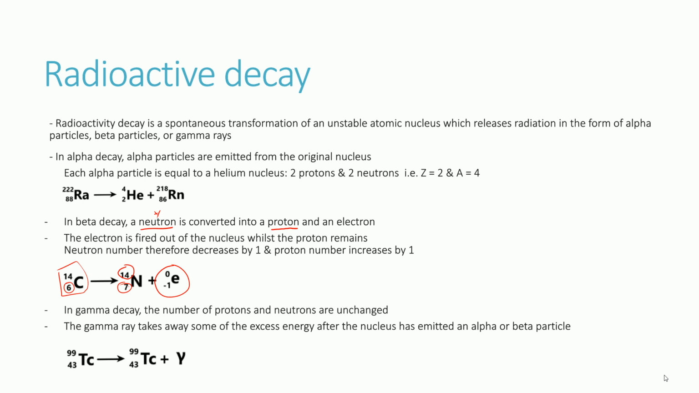Gamma decay is the easiest form of decay, where the number of protons and neutrons remain unchanged. The gamma ray takes away some of the excess energy after the nucleus has been emitted, so you find that you don't really get any changes at all happening.